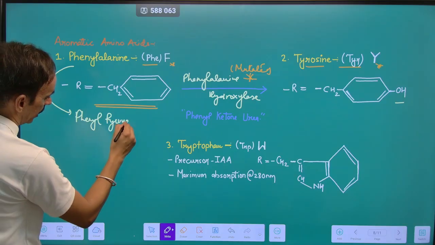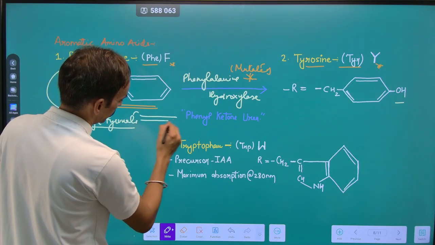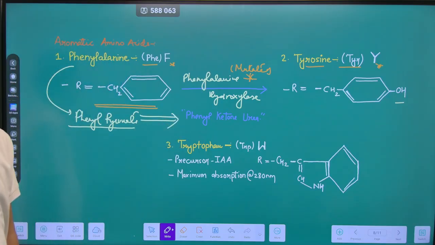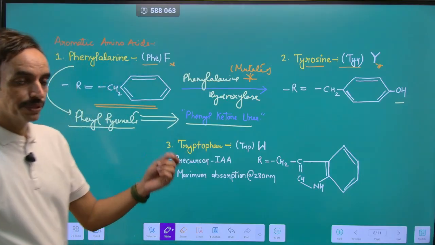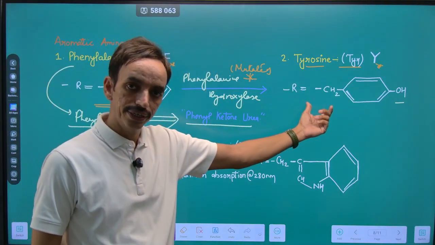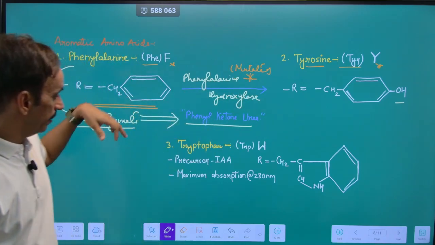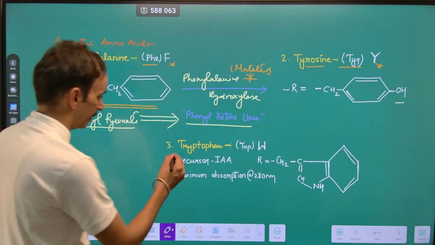And this phenylpyruvate is a ketone body that leads to a disease known as phenylketonuria. So there is phenylketonuria if there is an absence of the enzyme which can convert phenylalanine to tyrosine. Similarly, another type of aromatic amino acid is known as tryptophan.